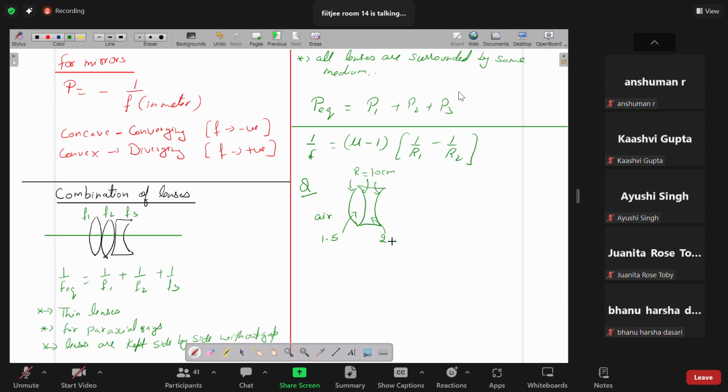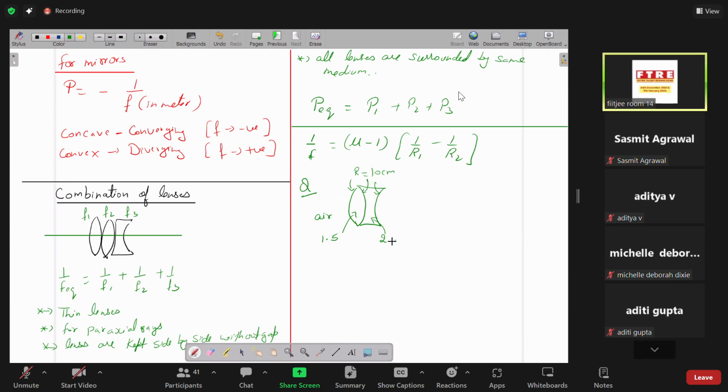power of this arrangement. So how can we do it? First of all, using the lens maker formula, we find the focal length for the first lens, then for the second lens, and then using the result for a combination of lenses, we can find the overall focal length of the combination. Let's do power only, because whatever we get as 1 by f is actually power. So you can find out the power of the combination.